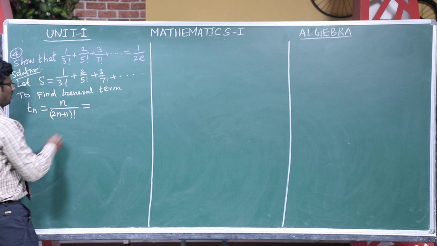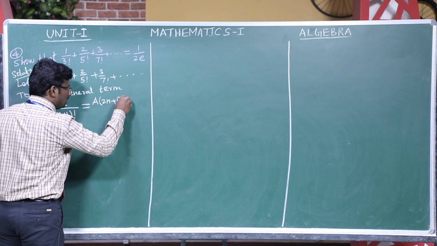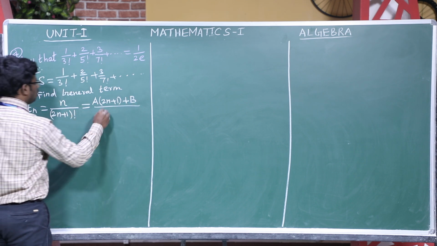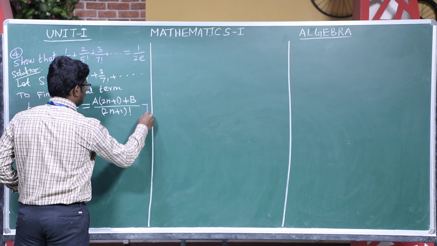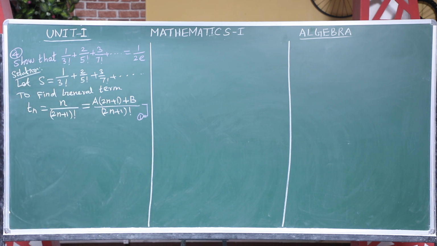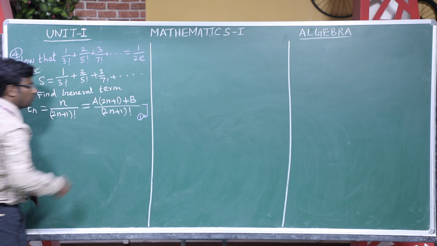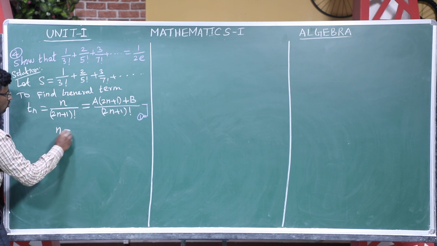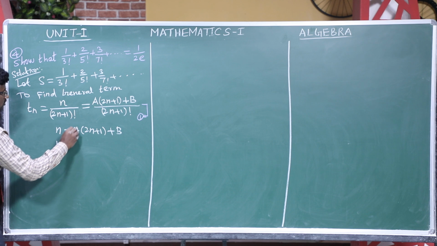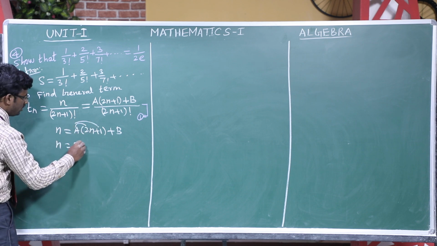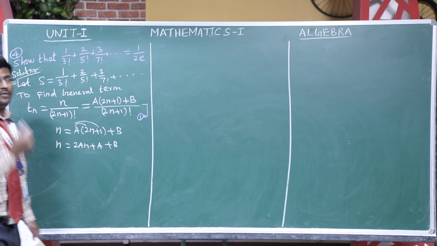by partial fractions, how can we solve it? A/(2n+1)... that is, A over (2n+1), plus B/(2n+1)!. By the partial fraction method, we want to convert to this form. Then, n/(2n+1)!, the (2n+1) factorials get cancelled. The next step is n = A(2n+1) + B. Then n = 2An + A + B.